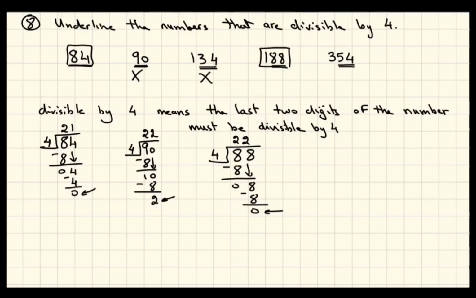Now for this one, you check 54 only. Is it divisible by 4? If you're not sure, you do long division. 54 divided by 4: 4 times 1 is 4. So 5 minus 4 is 1. You bring the 4 down. 4 times how much is 14? We don't have. So times 3 is 12. And when we subtract, we get 2. So the remainder is not 0. It means this number is not divisible by 4. So the only two numbers divisible by 4 here are 84 and 188.